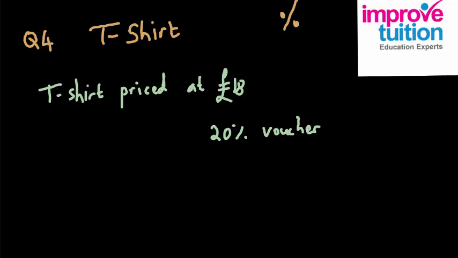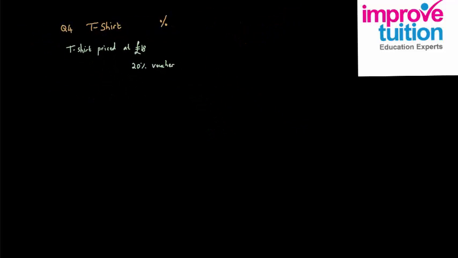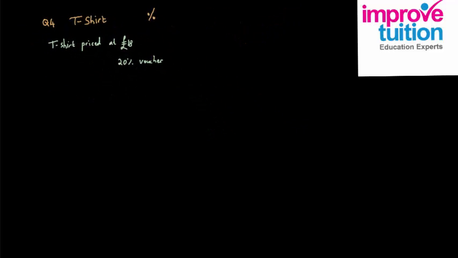Then this is what you need to do. You need to work out £18 equals 100%. So we know that £18 equals 100%. 10% equals £1.80, and 20% equals £3.60.